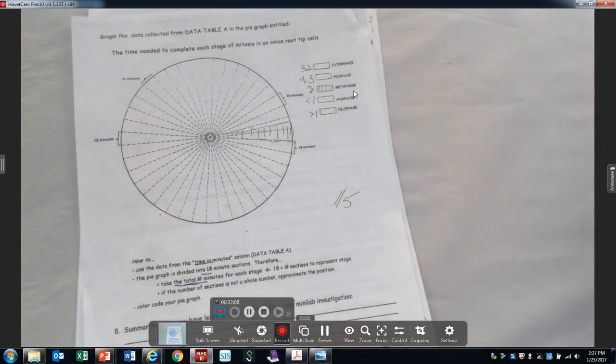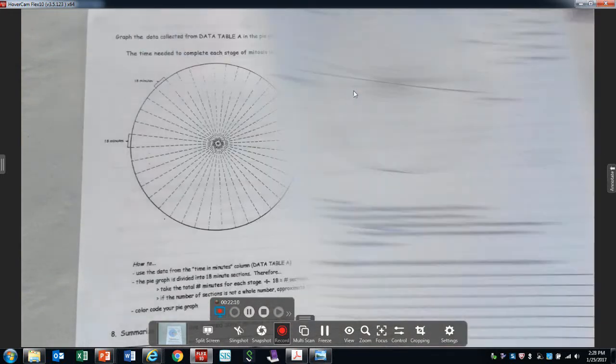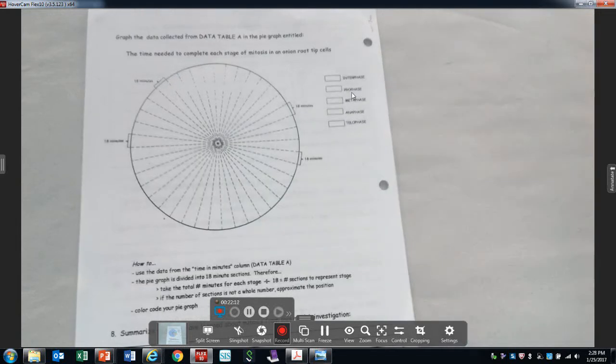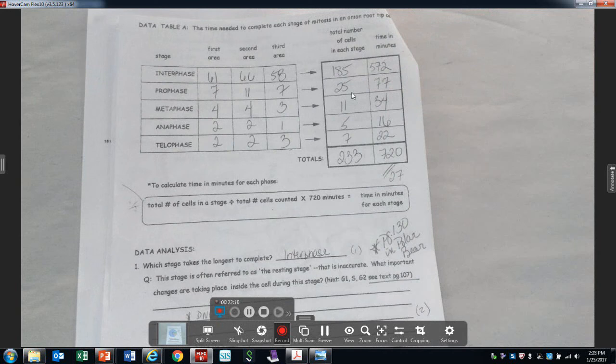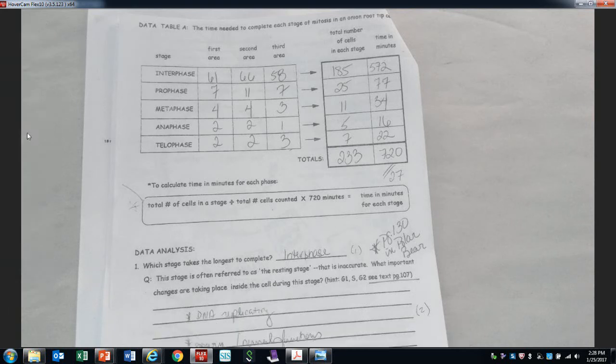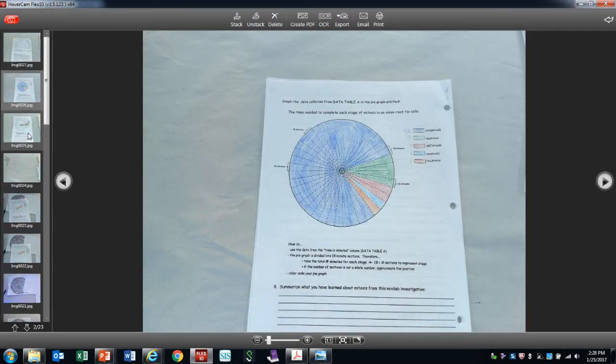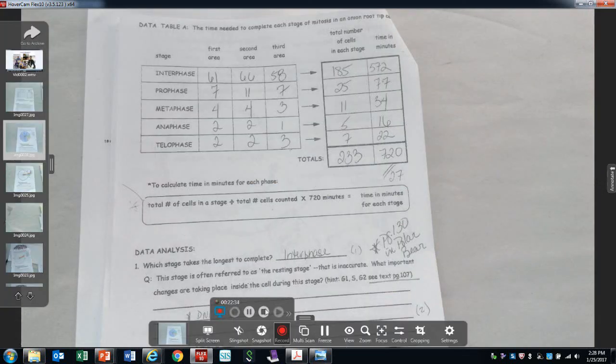So let's go ahead and I'm going to finish up with this. If anyone's absent, you're watching this video, you're expected to do the lab by copying down this data. And this is what the pie chart will look like after you've done all this. Something like that. So guys, take a quick look. Does everyone see? You'll notice interphase is the most numerous stage of the cell cycle. All right, that's our lab.